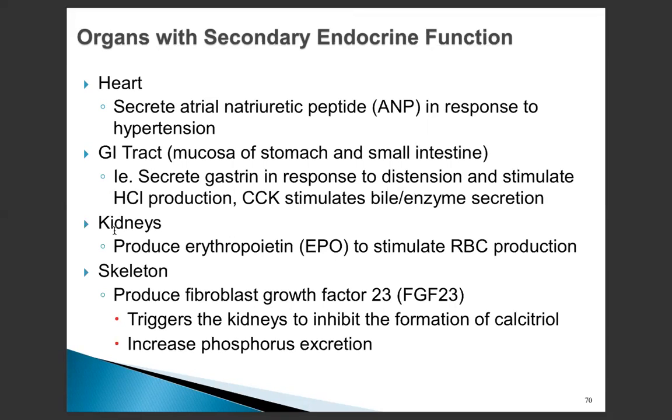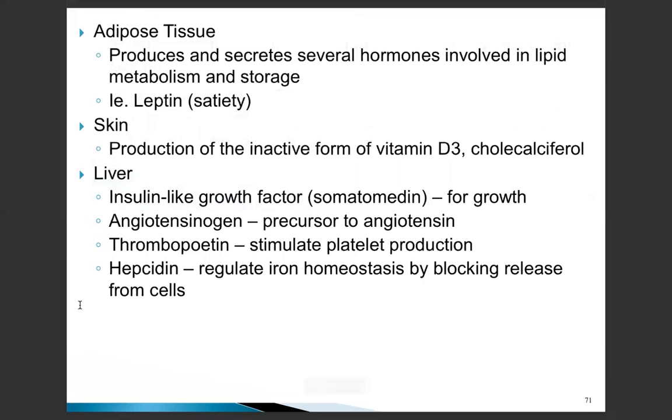And we also have the kidneys, which produce erythropoietin to stimulate RBC production. Then we have the skeleton, which produces fibroblast growth factor 23. It triggers the kidneys to inhibit the formation of calcitriol and increase phosphorus excretion. Then we have adipose tissue, which produces and secretes several hormones involved in lipid metabolism and storage. And then the skin, which produces the inactive form of vitamin D3, cholecalciferol.